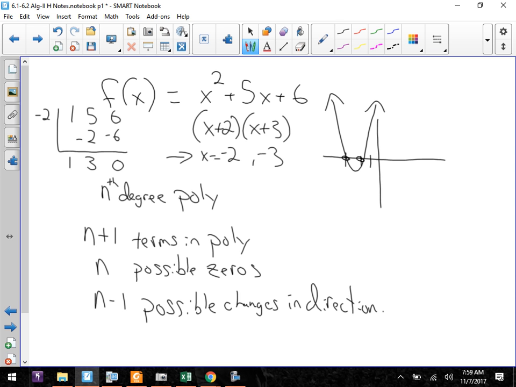What do I get for my last term? A 0. When that happens, that means the value that you just divided by is a 0 of the polynomial. So if -2 is the 0, what's its term? In parentheses, remember? X plus 2.